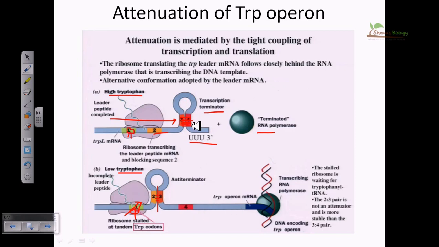So again, by this kind of attenuation, it is maintained that if you have a higher level of tryptophan, you must not produce any further tryptophan, by having the only 2 stretch of tryptophan amino acid required regions in this mRNA transcript. So this is a very, very clever design to control the level of tryptophan inside the cell. We will be seeing an animation of it, which is pretty fair. So let us play it.